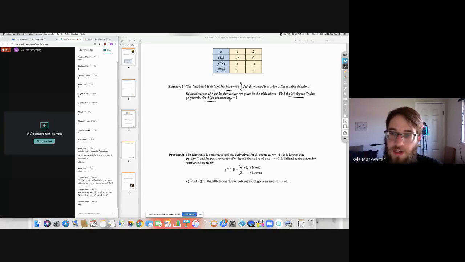We want the second degree Taylor polynomial for h at x equals 1. So we're going to use a lot of this x equals 1 column. So we need h of 1. H of 1 is going to be 4 plus the integral from 2 to, when x is 1, that'd be 2 to 2 of f of t. 4 plus 0. H prime of 1. Take the derivative of h, derivative of 4 is 0.